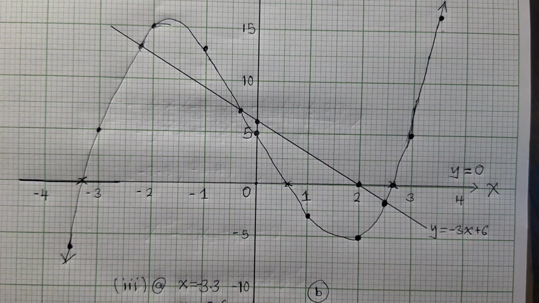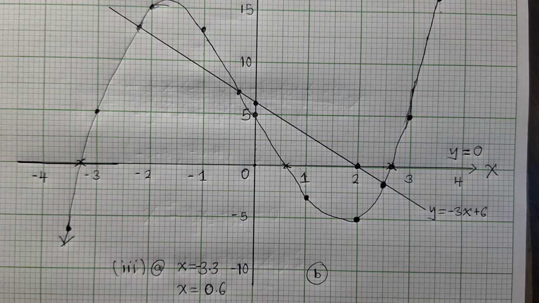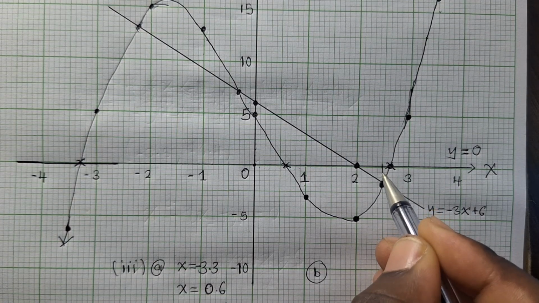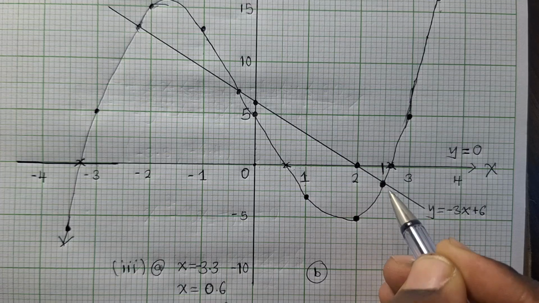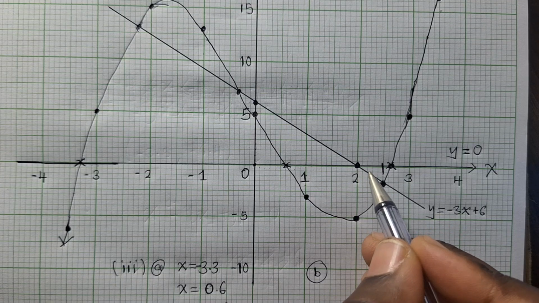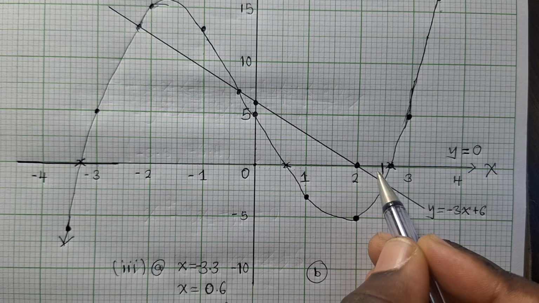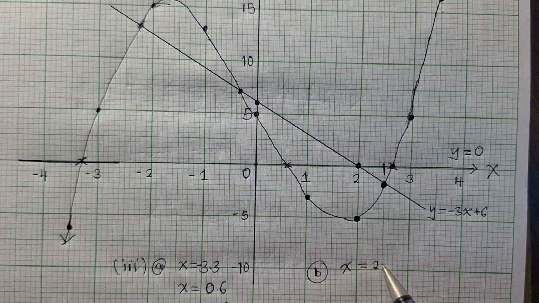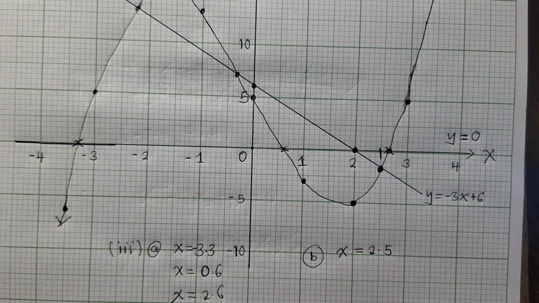So once you do that, you now start getting the x values. Look here. When you look at this, what is the x value here? Straight with a point. This is 2, 0.1, 0.2, 0.3, 0.4, 0.5. So x is equal to 2.5. That's one of the solutions.